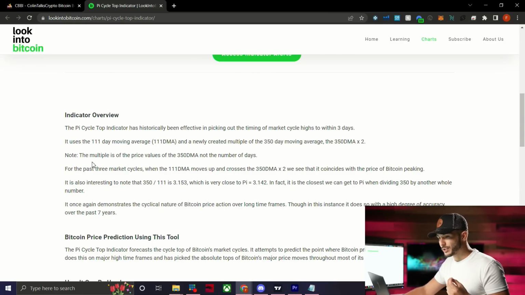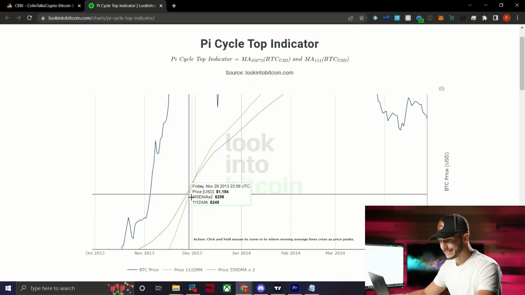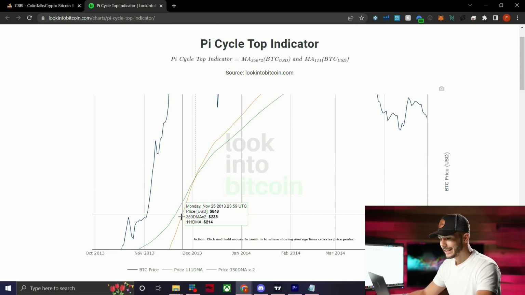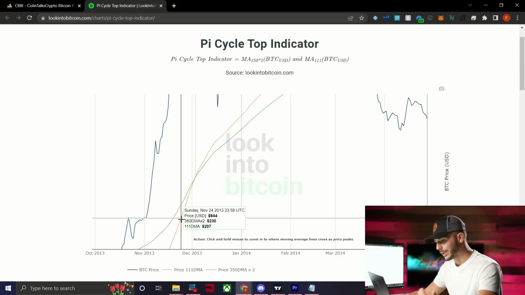And I think it's important to note that the multiple is of the price values of the 350-day moving average and not the number of days. And then it says for the past 3 market cycles, when the 111-day moving average moves up and crosses the 350-day moving average multiple, we see that it coincides with the price of Bitcoin peaking. So if we zoom in here, you can see you have our orange line crossing over the green line, and the orange line is the 111-day moving average. The green line is the 350-day moving average.